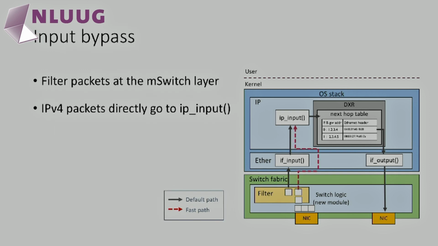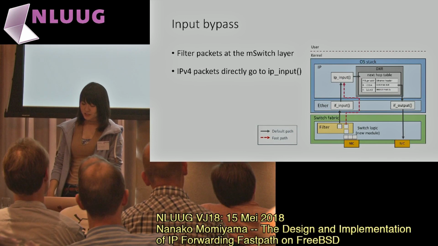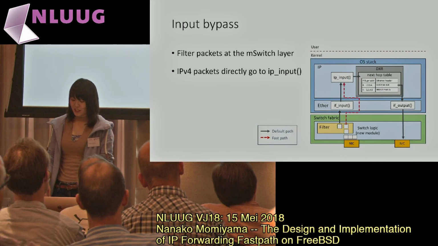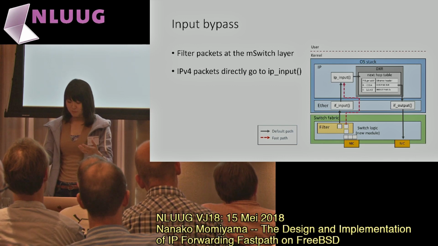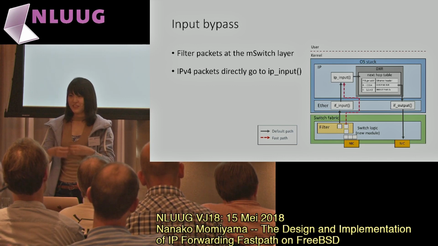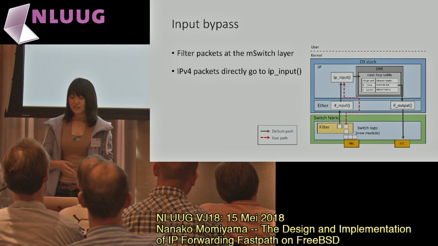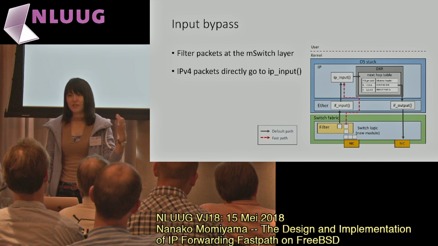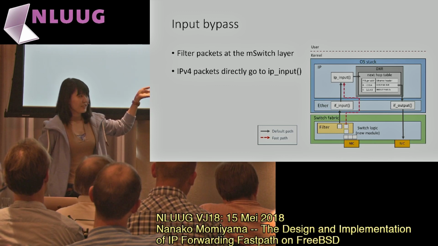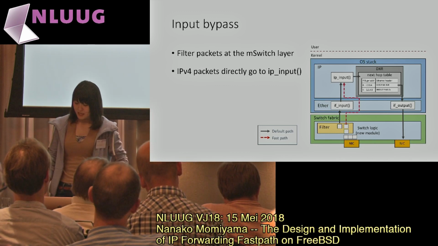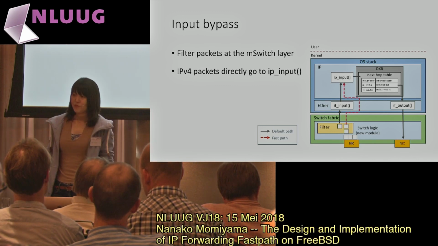So for input bypass, we add a filter function at the mSwitch layer. mSwitch looks at a packet, and if it matches some conditions, in this case IPv4 packets that need an L3 lookup, then the packet is directly passed to the IP layer, bypassing the Ethernet layer input routine. And this is our input path modification.